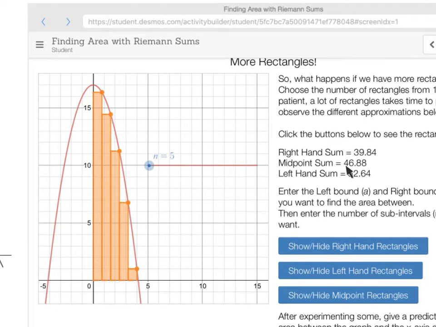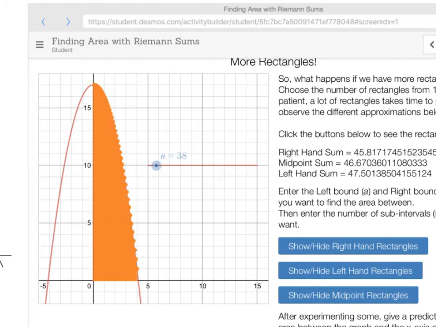And we can see here's the sums for 5 rectangles. The right-hand sum is 39-ish. Left hand is 52. That's too high. Midpoint is somewhere in the middle. That's nice. So probably close to that midpoint. And we've seen what happens as we get more and more and more.